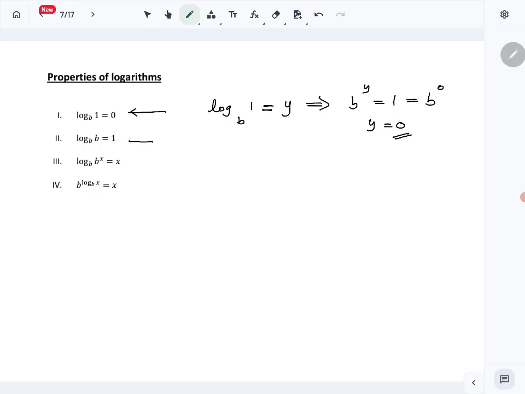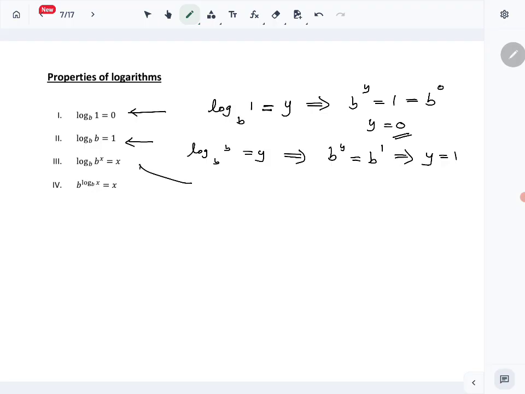Then the second one is log base b of b. That is always going to be equal to 1. We can quickly prove it. Again, convert to exponential form. So b to the y equals b. b is the same as what? b to the 1. So that means y equals 1. Correct? Right.